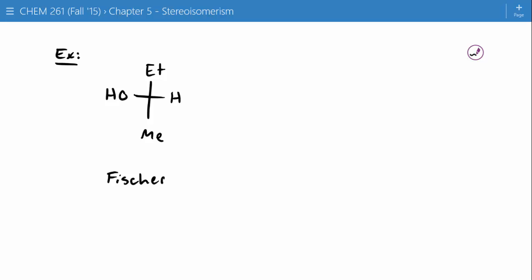How would we draw this using bond line formula, using dashes and wedges? Yeah, it's a little bit weird to think about. But this hydrogen is horizontal, so it's going to be a wedge. This alcohol is also a wedge. This ethyl group, on the other hand, is going to be a dash. And this methyl group is going to be a dash. So this would be bond line.